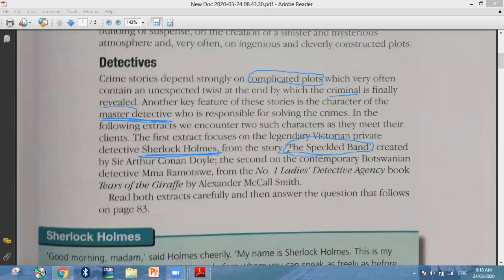And also, I'll send you the rest of the text. You have only the first page of this story in this book, but I'll send you the rest to enjoy your time reading it. Created by Sir Arthur Conan Doyle. The second contemporary Botswana detective, Mama Ramotswe, from The No. 1 Ladies' Detective Agency book. This is the second text, Mama Ramotswe. So the first text will be about Sherlock Holmes, and the second text will be about Mama Ramotswe.